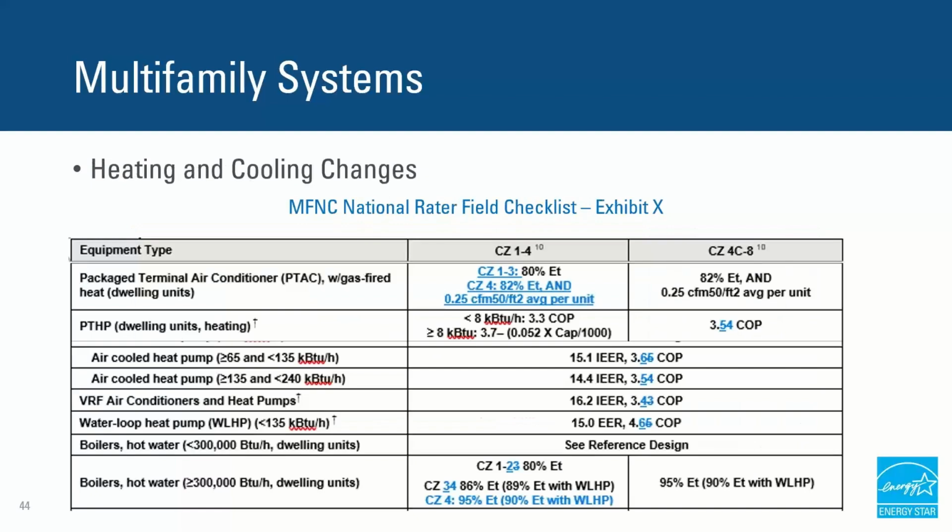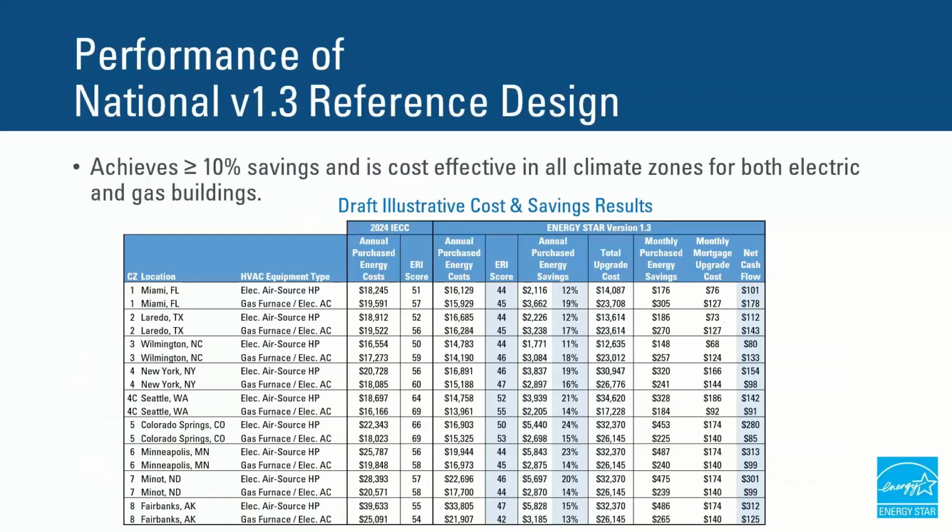On the heating and cooling equipment, the heating efficiency for PTAX was increased for climate zone 4 to match what was required in cold climates in version 1.2. The COP for large heat pumps is also increased, as well as the thermal efficiency for boilers in climate zone 3 and 4. So now that we've covered the reference design and changes to the commercial equipment, let's see how everything modeled out for a goal of 10% savings.